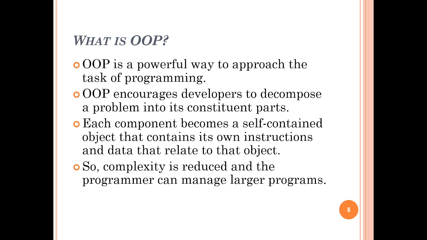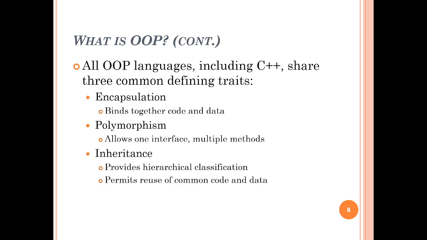We can break a real-life problem into simpler tasks, and then develop those tasks into major work, and we can combine two or three similar tasks into a single task. A component becomes a self-contained object that contains its own instructions and data. So complexity is reduced, and we can manage a large number of similar programs as a simpler one for a real-life problem. Then what is OOP?